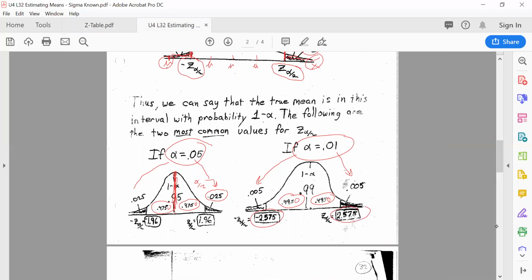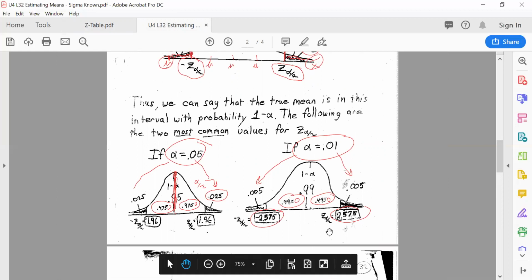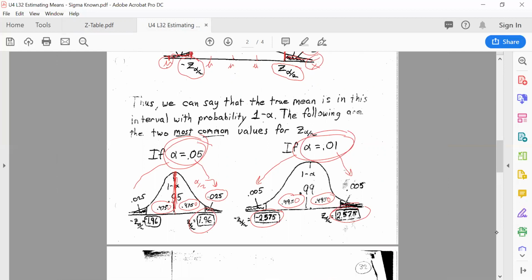Let that stick in your craniums, everybody. The z-score associated with alpha 0.05 is 1.96. The z-score associated with alpha 0.01 is 2.575. I'm going to stop this recording right now, and I'm going to start a new video because this one's starting to get long.